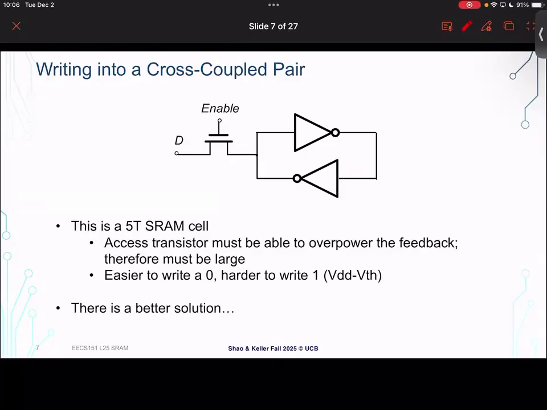So let's think about how this works. Now, if this storage node is 1 and 0, we're in positive feedback. If the enable is low, then that positive feedback continues uninterrupted, no problem. The NMOS is off. Now, let's say we want to write a 0 into this cell. So we'll set D to 0. We'll pull the enable high to 1, which turns on the NMOS.